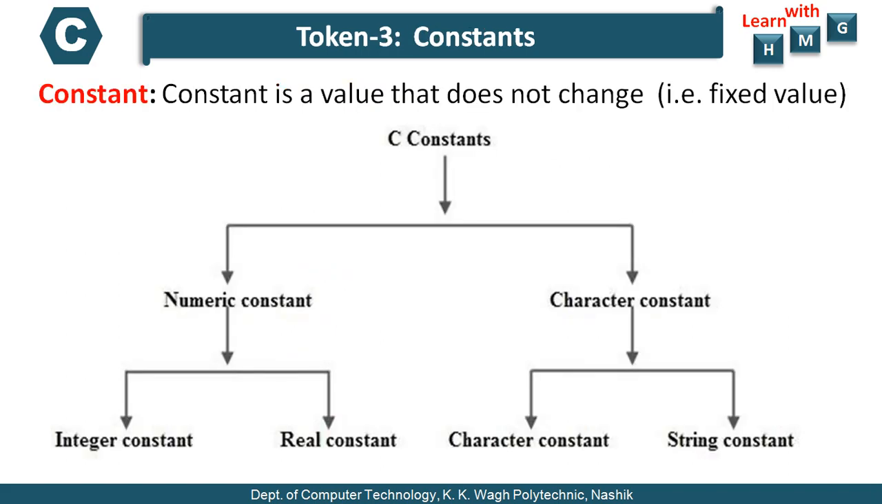Next token, that is constant. A constant is nothing but a value that does not change throughout the program, that is, it is a fixed value. There are 2 types of constants, numeric constant and character constant. Under numeric constant there are again 2 constants, integer constant and real constant, and under character constant, character constant and string constant. So basically there are 4 types of constants: integer constant, real constant, character constant and string constant. Let us see one by one.